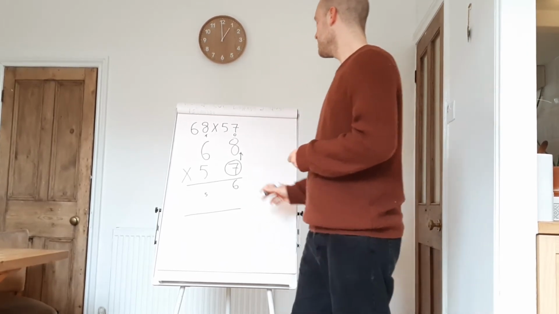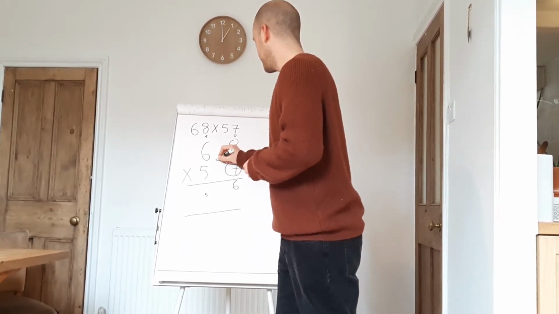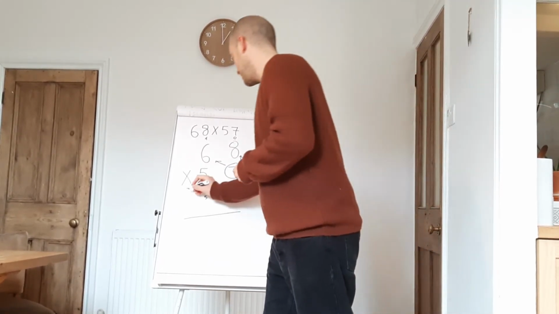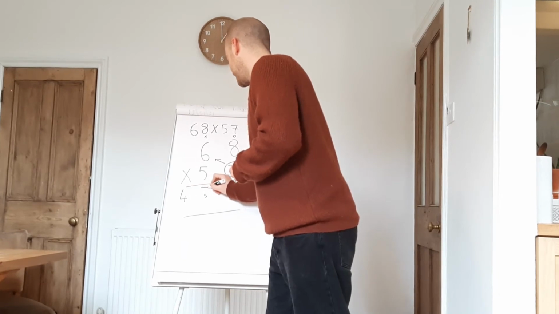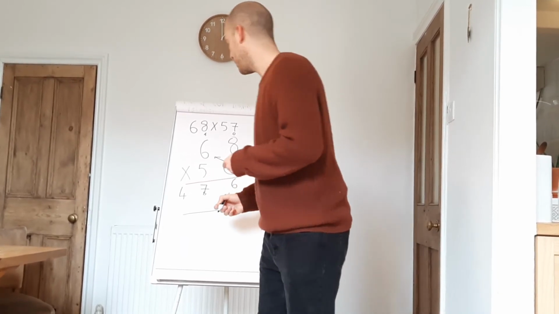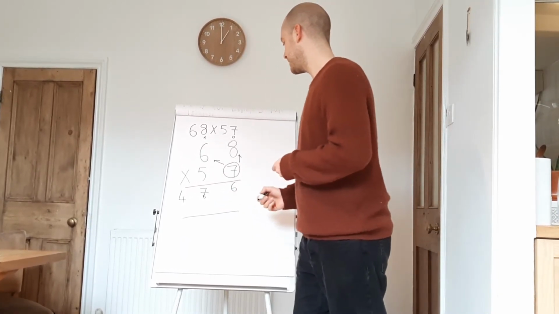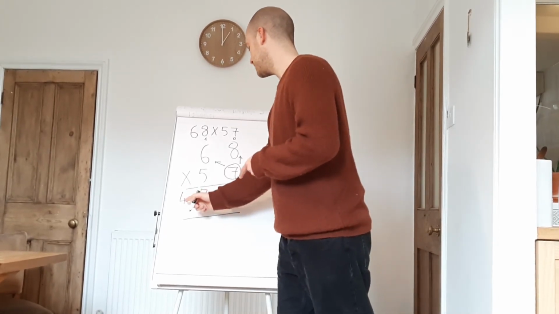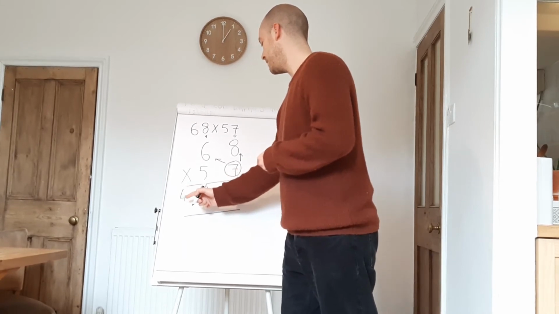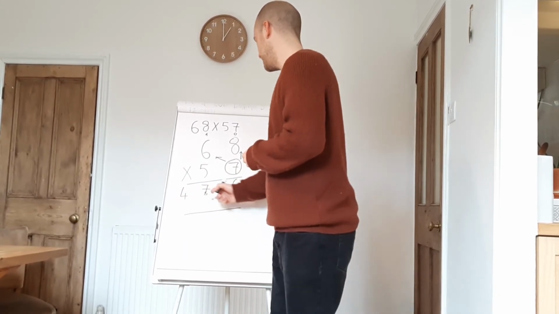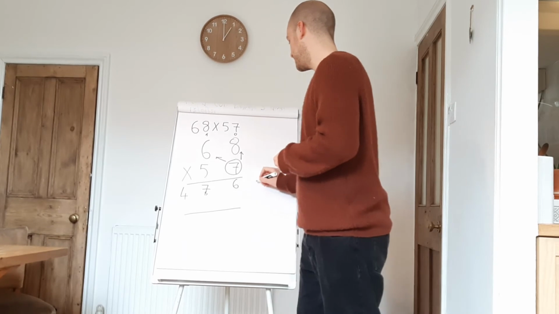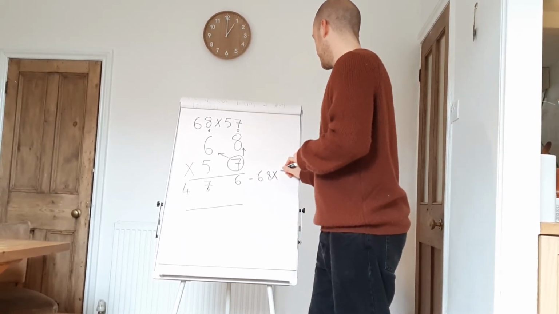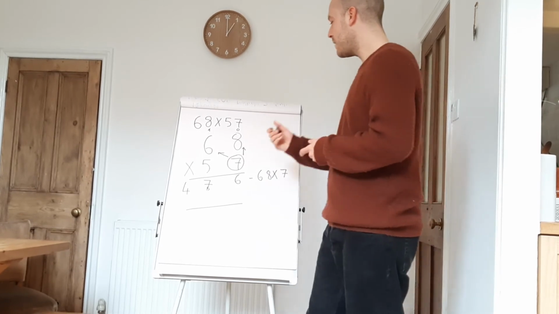We're then going to do 7 times 6, which is 42, and we're going to add 5, which will be 47. Okay, so what we're actually doing there is 7 times 60, which would be 470, but we've got 4 in the hundreds column and the 7 in the tens column. So we've now got the answer to 68 times 7. We're now going to move on to the next row.